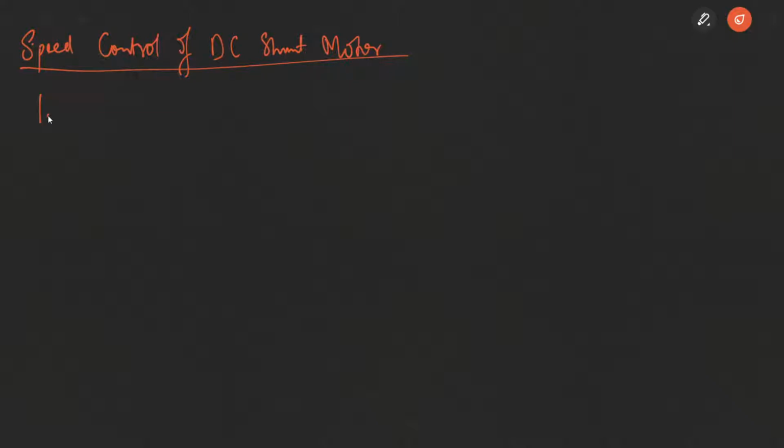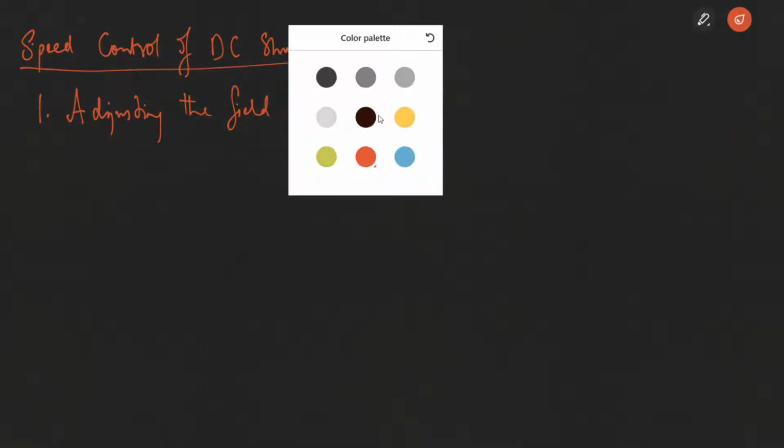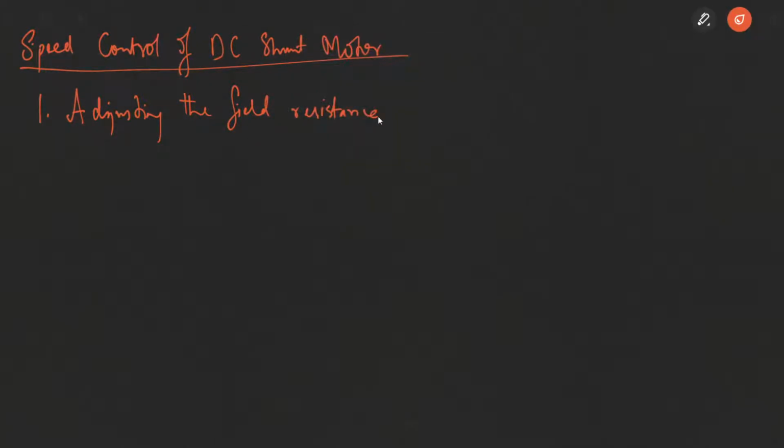One is by adjusting the field resistance. So by changing the field resistance we can basically change the current in the field circuitry and therefore change the field flux. Fine. So this is one method.